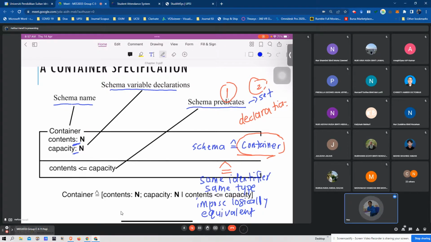We have the container schema name. We have content as a natural number, capacity also as a natural number. In between the declarations is a semicolon.